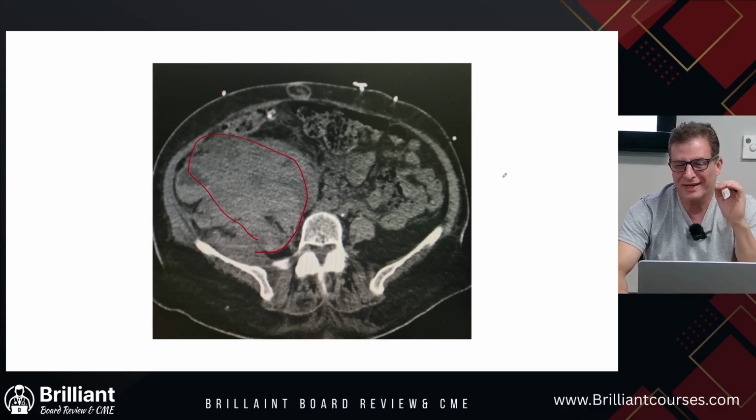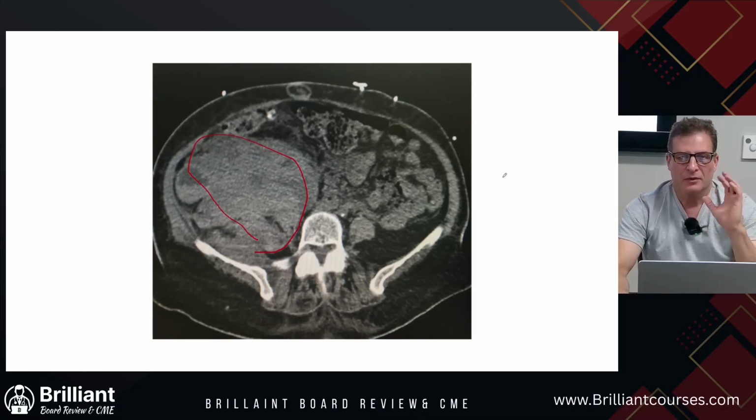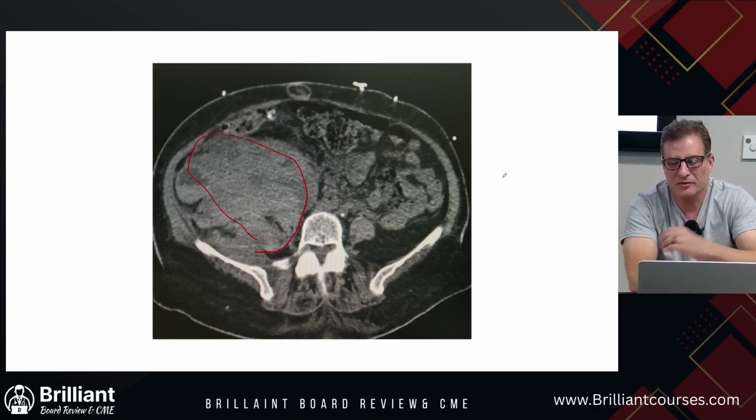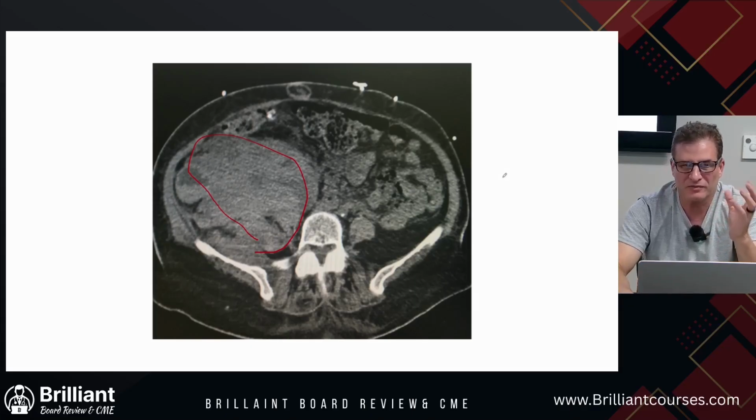So what do we do? We've got to stop the bleeding. Now, if you call somebody to fix this, they're really not going to be too interested. Surgery's not going to want to get in there because it's a difficult space for them to work in. IR, unless they can find an active bleed, is really not going to go after it. So we have to stop the bleeding. We have to stop the bleeding medically.